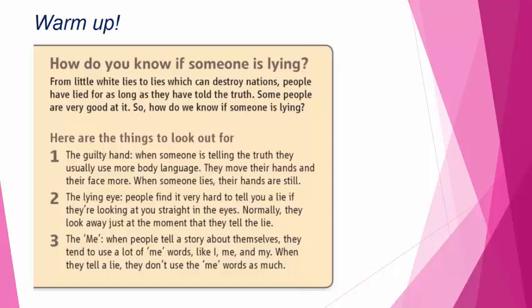First, the guilty hand. When someone is telling the truth, they usually use more body language. They move their hands and their face more. When someone lies, their hands are still. Second, the lying eye. People find it very hard to tell you a lie if they are looking at you straight in the eyes. Normally, they look away just at the moment that they tell the lie. The third, the me. When people tell a story about themselves, they tend to use a lot of me words like I, me, and my. When they tell a lie, they don't use the me words as much.